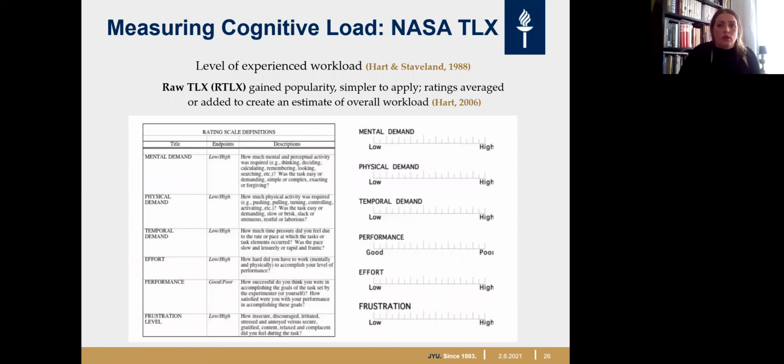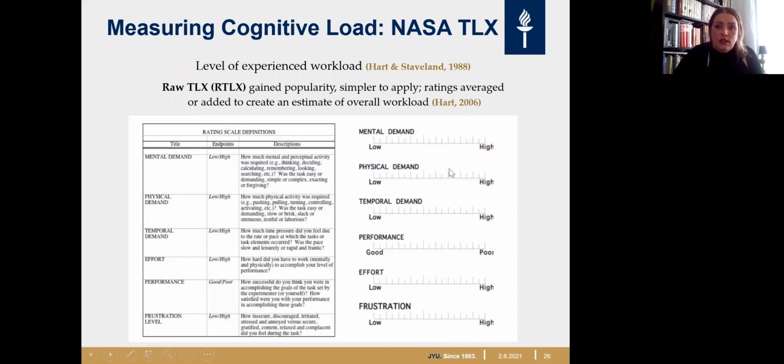Then how to measure cognitive load. This is one example about NASA TLX. So it's a level of experienced workload. And there's also a raw TLX version, and it has gained popularity because it's simple to apply.